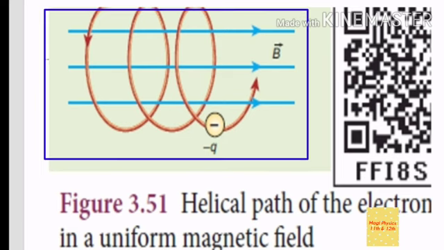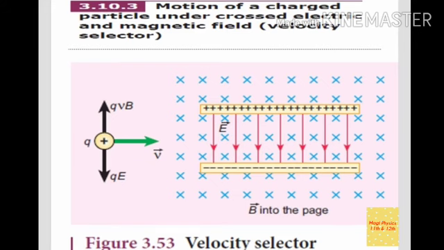Next, we are going to discuss the motion of a charged particle under crossed electric and magnetic fields, which is shown in figure. Let us consider an electric charge Q of mass m enters into a region of uniform magnetic field B vector with velocity v vector. Due to Lorentz force, the charged particle moves in a helical path.